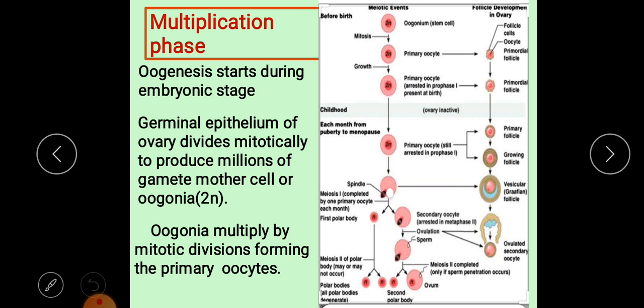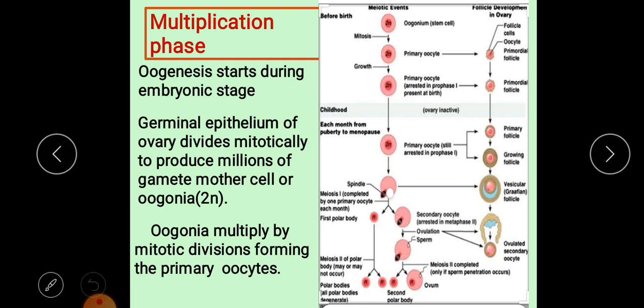In the case of oogenesis, the surprising fact is that it starts at the embryonic stage, even before the girl is born, at the fetal stage. The process of oogenesis starts, and it stays in pause mode for a long time, until the girl reaches puberty, at the age of 13 to 15. Till then, oogenesis remains in pause mode.